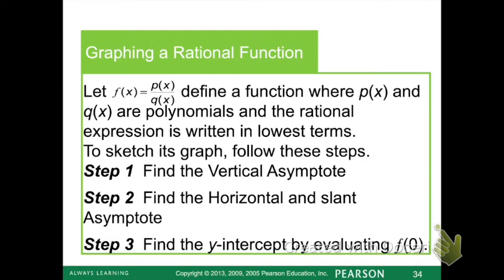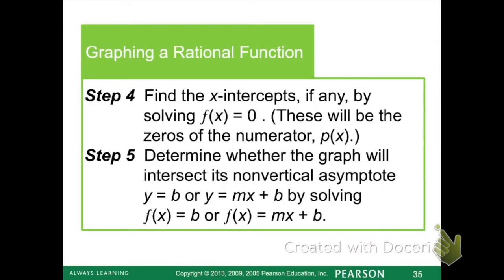And then step 1 is going to be to find our vertical asymptote. Step 2, find our horizontal and slant asymptotes. Step 3, find the y-intercept by evaluating f of 0. That just means plugging 0 in for x and seeing what we get out. Step 4, we're going to find the x-intercepts. So that's by finding what values make f of x equal 0. Since our denominator can't equal 0, this is really just going to be setting the numerator equal to 0.